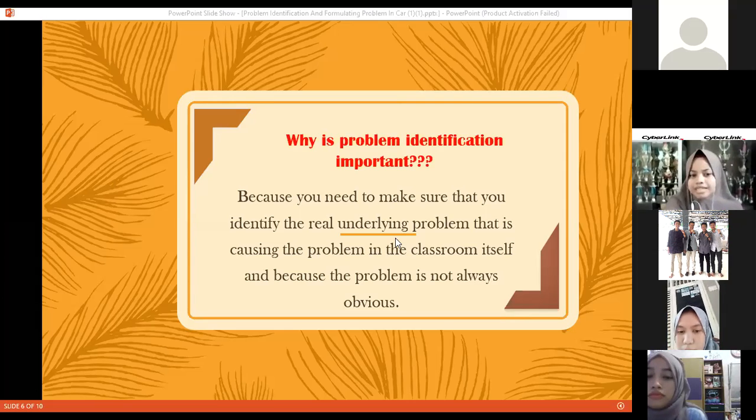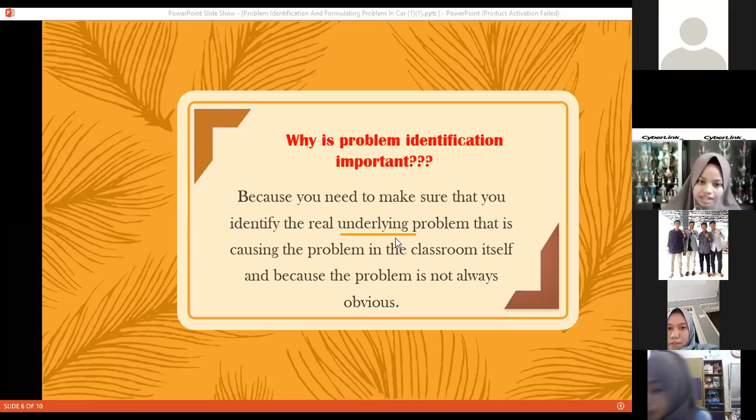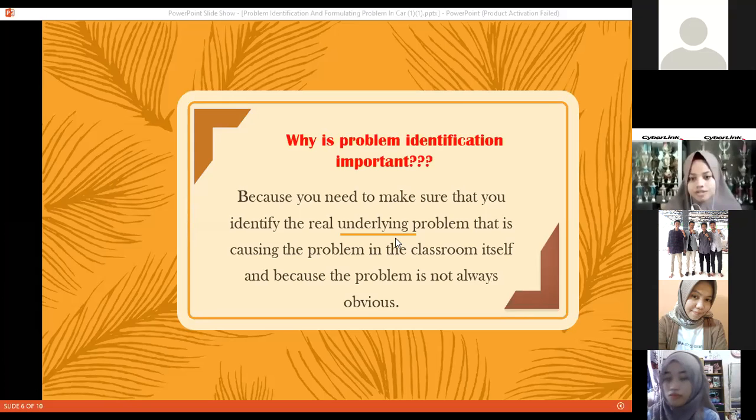Proper problem identification is essential as a stepping stone to other problem solving measures. If the problem identified is not right, then of course the analysis and the research done will be less precise. Okay, thank you.